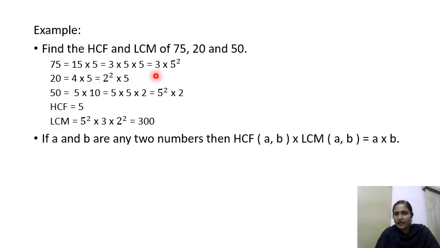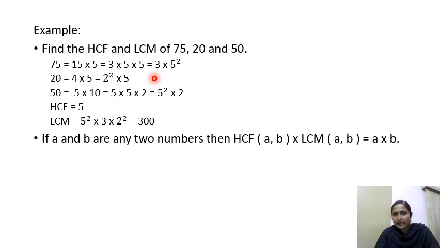So first check there. 5 is common in all the numbers there. Correct? The number 5 is common in all the number. And what is the smallest power of 5? That is 1. Because if nothing is there means that is 5 raised to 1. So smallest power of 5 is 1. So we wrote here 5.